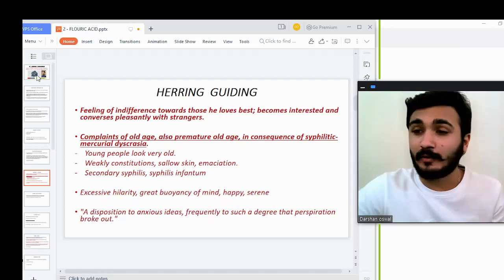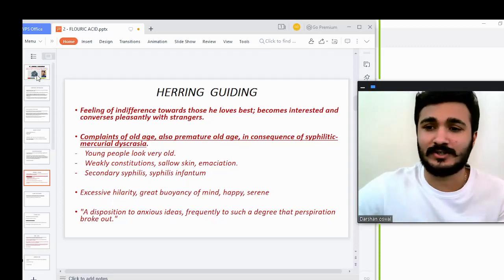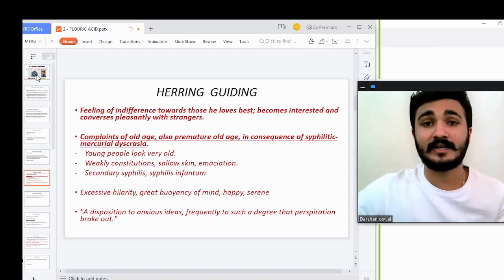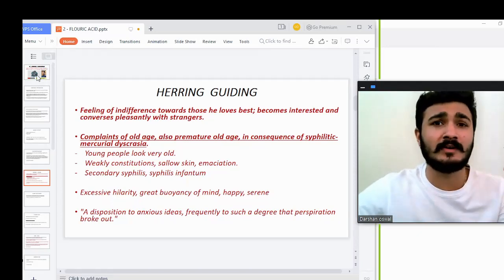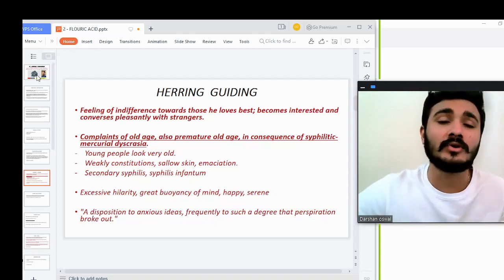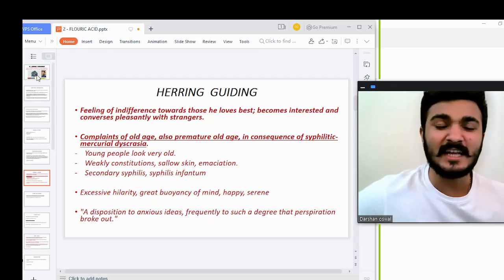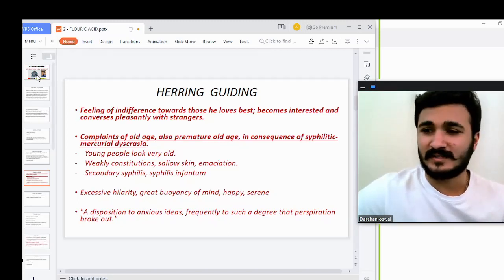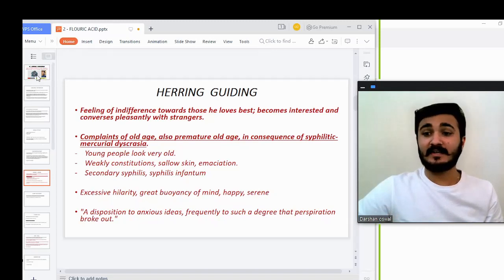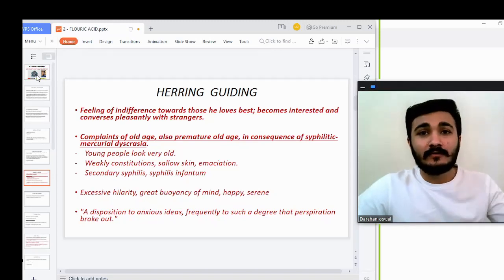Another very important thing: complaints of old age, also premature old age, in consequence of syphilitic mercurial dyscrasia. You can see people with baldness. You can see young people looking old, with weak constitution, sallow skin, emaciation, cachectic look, and syphilis, excessive hilarity, and great buoyancy of mind. What is buoyancy? Buoyancy is superficial, floating.